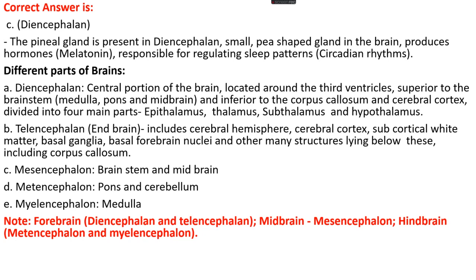The telencephalon, which is in the brain, includes the cerebral hemispheres, cerebral cortex, subcortical white matter, basal ganglia, basal forebrain nuclei, and many other structures lying below this, including the corpus callosum. Okay, the mesencephalon is the brainstem and midbrain. The metencephalon mainly includes the pons and cerebellum. The myelencephalon mainly includes the medulla. Note that the forebrain mainly includes the diencephalon and telencephalon, the midbrain is the mesencephalon, and the hindbrain is the metencephalon and myelencephalon.